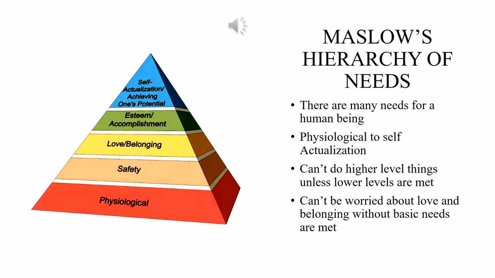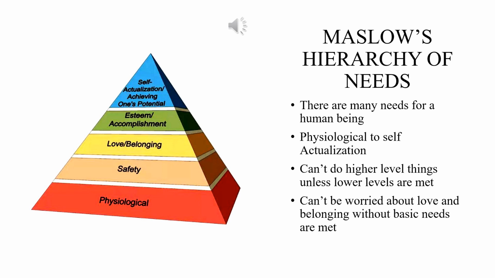Next, let's talk about Maslow's hierarchy of needs. Now, this is something that you truly need to understand because the way you answer NCLEX questions usually has to follow Maslow's hierarchy of needs. There are many needs for human beings. So we have physiological needs all the way up to self-actualization. We cannot do higher level things unless we meet lower levels and that they are met. We can't worry about love and belonging without basic needs. If we don't have a house, if we don't have a job, if we're living in our car, we can't be worried about increasing our self-esteem when our circumstances don't allow it at this time.